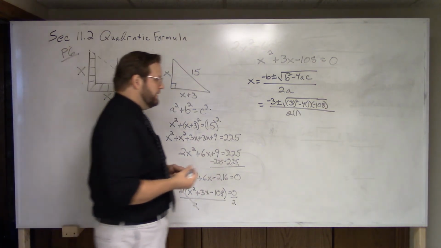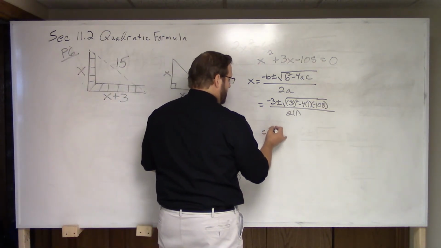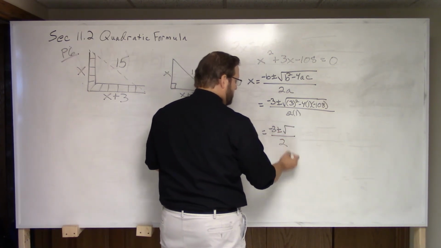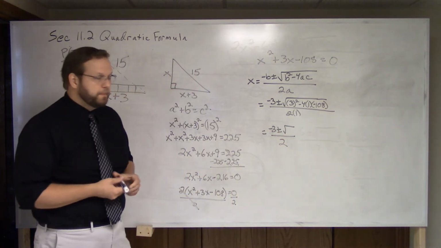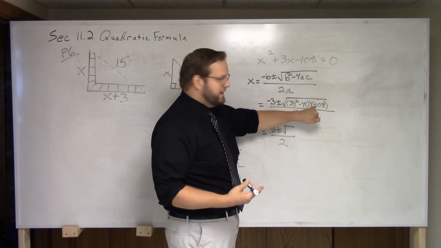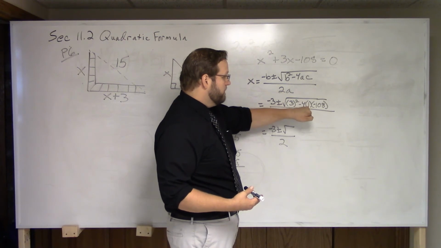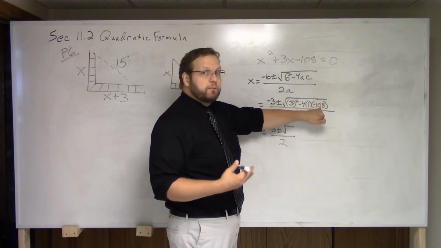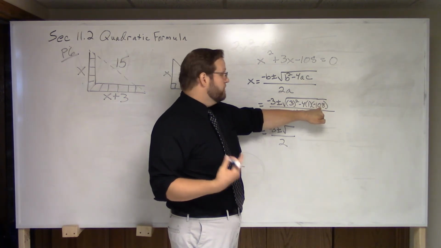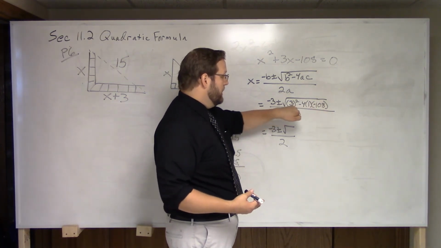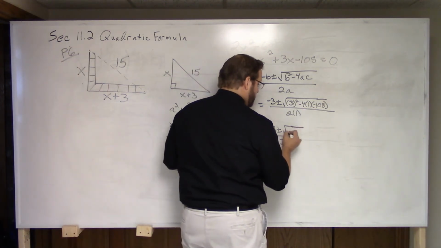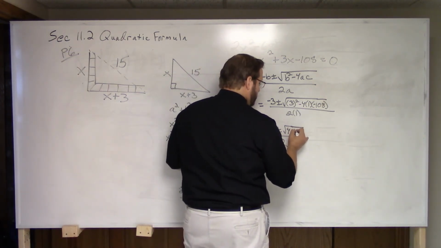Okay, let's calculate that out. We got negative 3 plus or minus square root of something over 2. Now again, I know negative and negative is going to be positive, so I'm going to be adding here. 4 times 1 is 4. 4 times 108: 4 times 100 is 400, 8 times 4 is 32. So 432 plus 9 is 441.